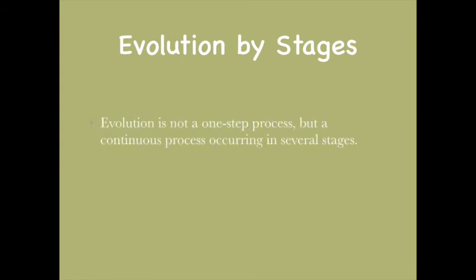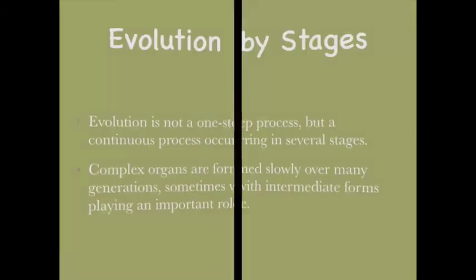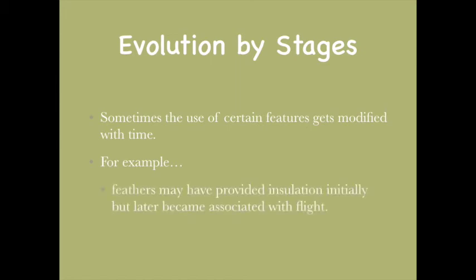Now let us study evolution by stages. Evolution is not a one-step process, but a continuous process occurring in several stages. Complex organisms are formed slowly over many generations, sometimes with intermediate forms playing an important role. Sometimes the use of certain features gets modified with time. For example, feathers may have provided insulation initially, but later became associated with flight. Note that, it's very interesting.